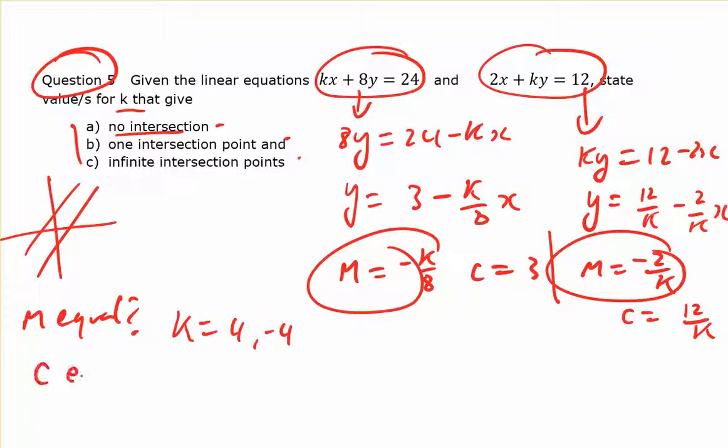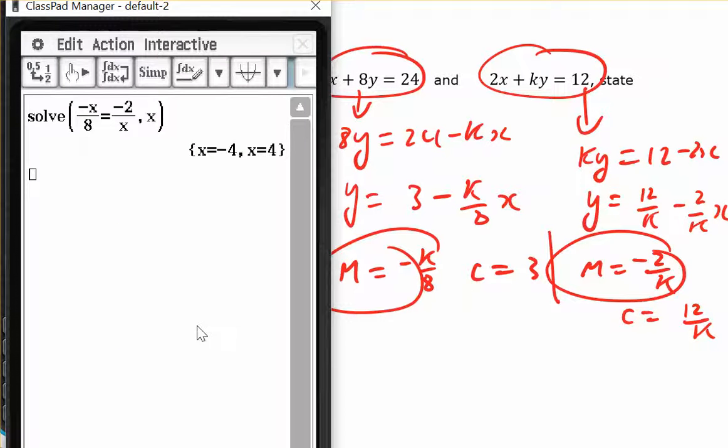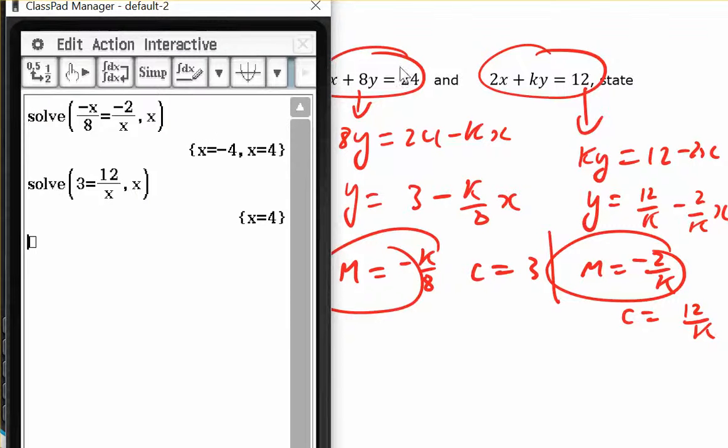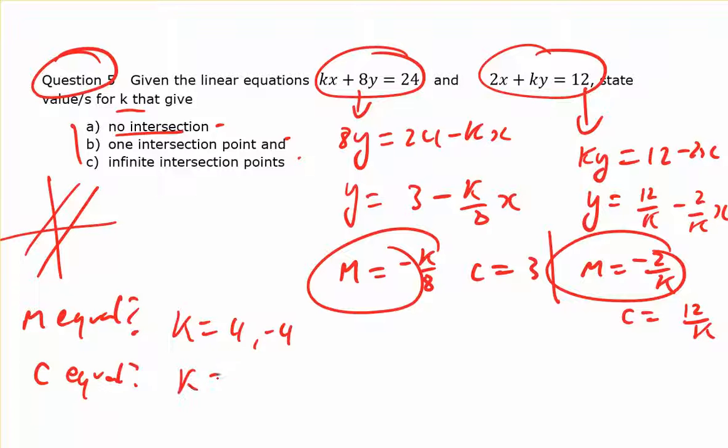When do the c's equal? We're trying to find when the c values are equal. So we've got a c value of 3 here, and the c value is 12 on k. Oops, 12 on x. I'm just going to use x instead for convenience. Interactive, advanced, solve. And k equals 4. Okay, so we're going to analyze.